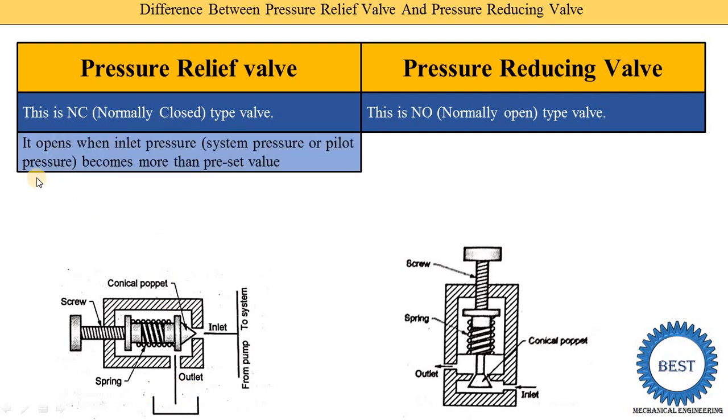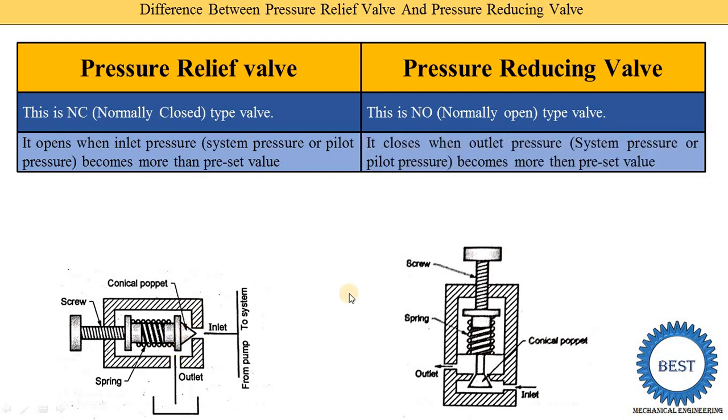Second point, it opens when the inlet pressure becomes more than the preset value, means the system pressure or pilot pressure becomes more than the preset value. That I already explained. Suppose the pressure set is 10 bar and the pressure increases above 10 bar, that is 11 or 12, then this valve opens and the oil is supplied back to the tank or reservoir.